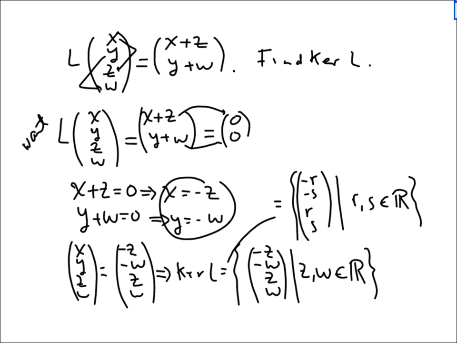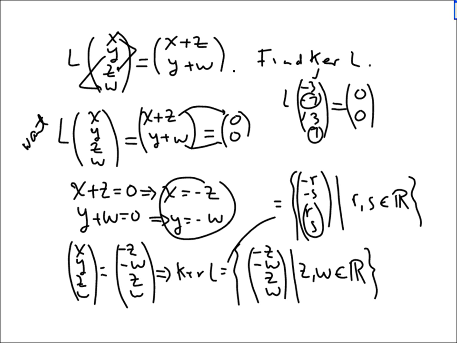That is, if you take L, pick anything you want for the last two, 3, 7. And for the first two, it's the last two, but negate them. This will give you 0, 0. Because when you add the first and the third, you get 0. And when you add the second and the fourth, you get 0. And that's how it was defined.